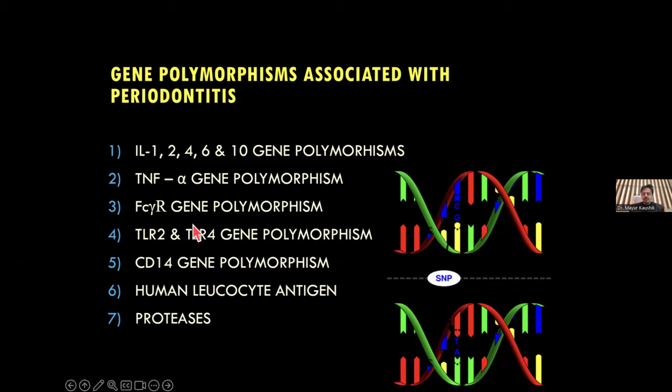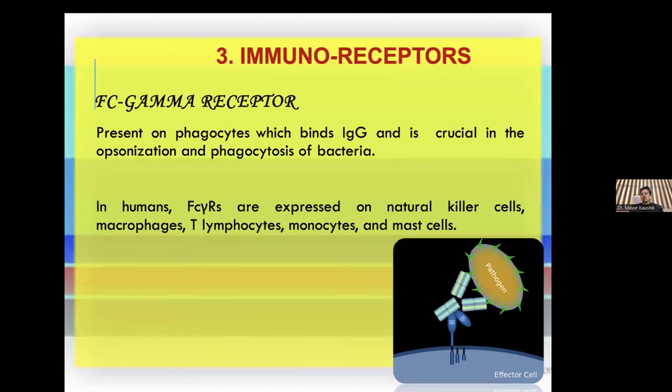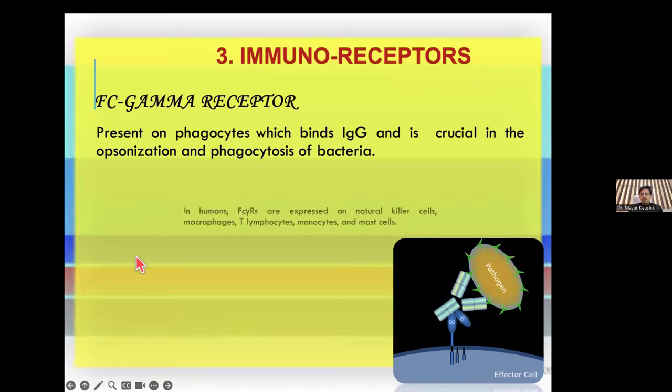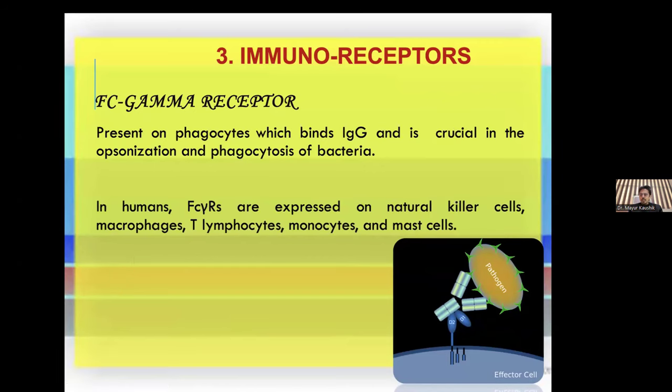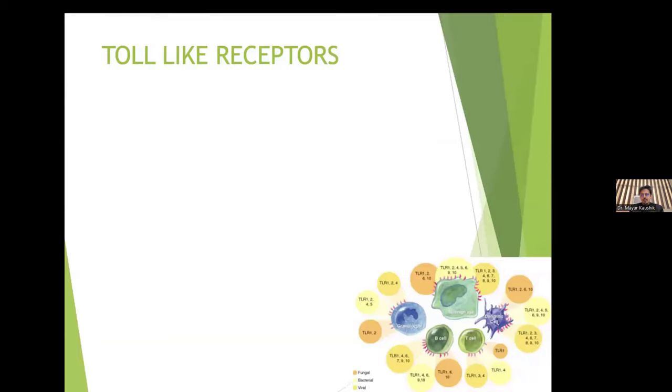So what are these Fc gamma receptors? Fc gamma receptors are present on phagocytes, and IgG binds to them and starts killing the microorganism. They are present on natural killer cells, macrophages, B and T lymphocytes, monocytes and mast cells. In case a defect in Fc gamma receptors is there because of genetic defects, ultimately the immunity tends to come down. Okay, I'll just rush up.